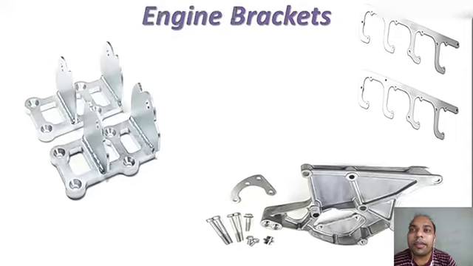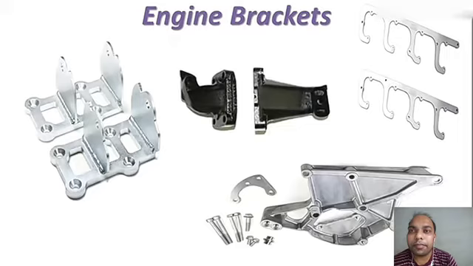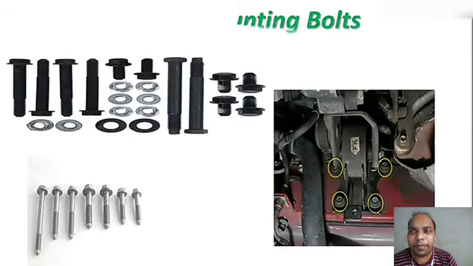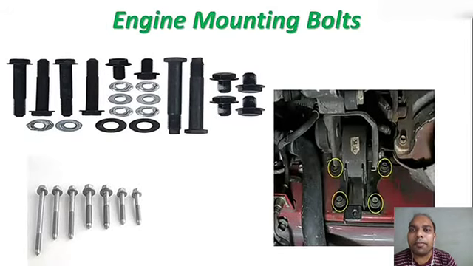Now next come the engine brackets. They are connected with the main body of the vehicle, therefore they are most important. The main function of the bracket is to avoid or reduce vibrations made by the engine. They are made from aluminum or different alloys. Next are the engine mounting bolts, different bolts that help the engine and engine assembly.